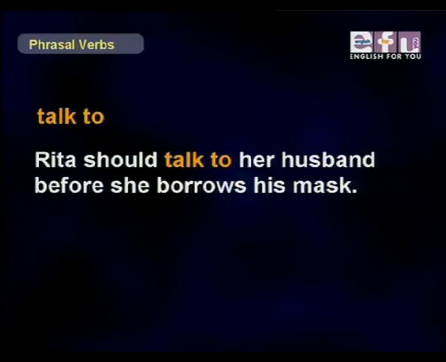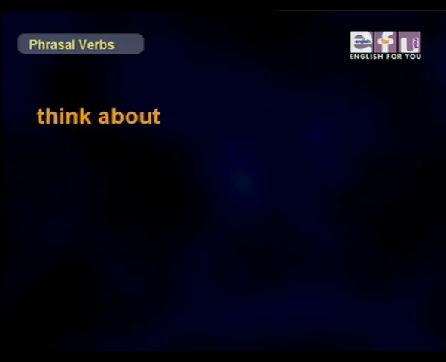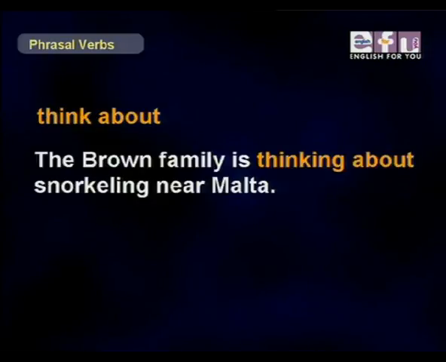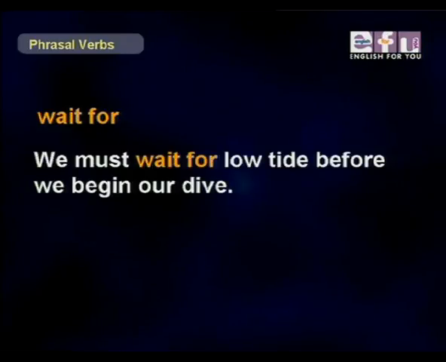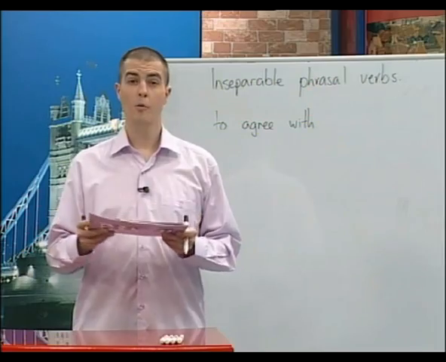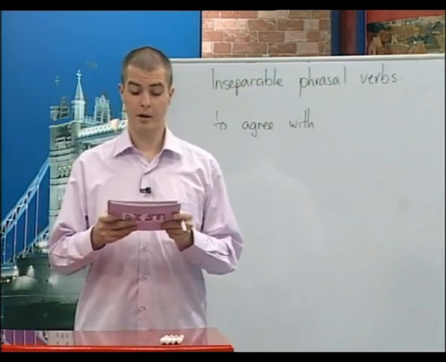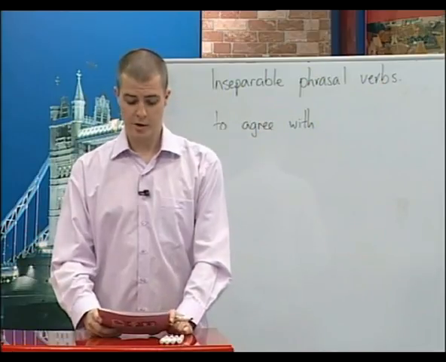Rita should talk to her husband before she borrows his mask. Think about. The Brown family is thinking about snorkeling near Malta. Wait for. We must wait for our low tide before we begin our dive. Well, let's practice. There are a lot of new verbs to learn, so let's get started.